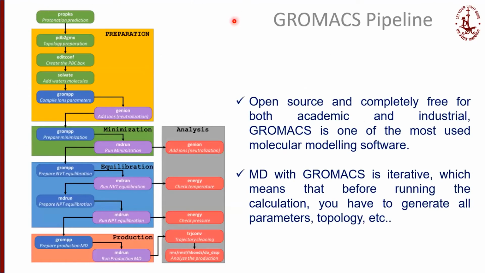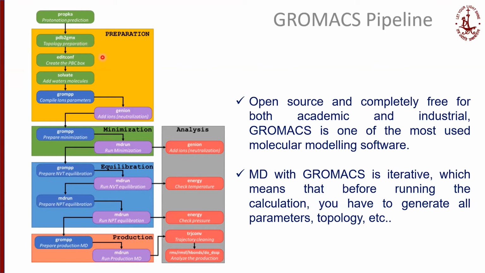Now this is the overall pipeline of how an MD simulation is done. First of all, you have to prepare the topology. What is topology? It is where you write all the force field parameters, where you write all the information about what the bond length is, what the bond angle is, what the bond force constant is. Every detail about your system is given in the topology file.